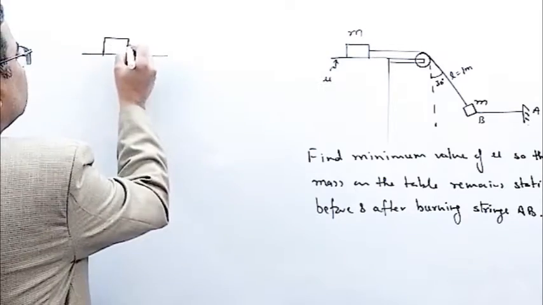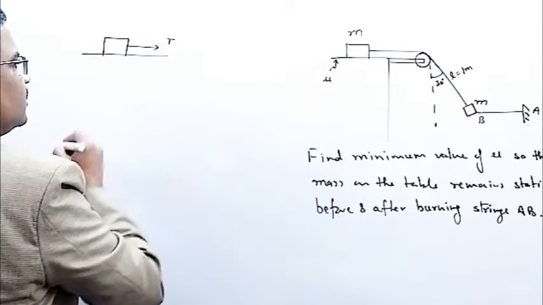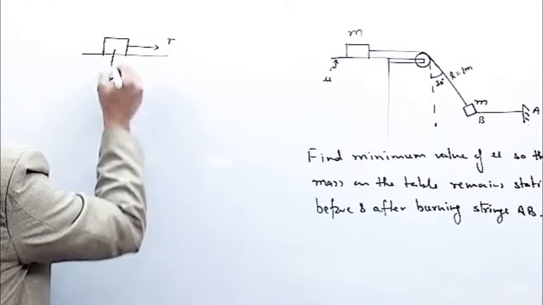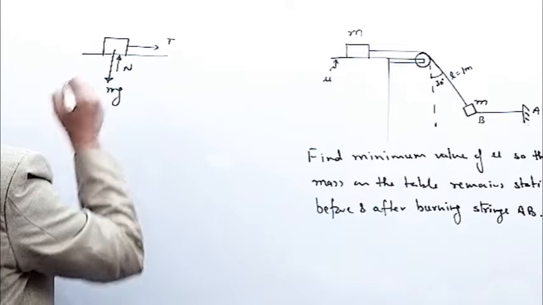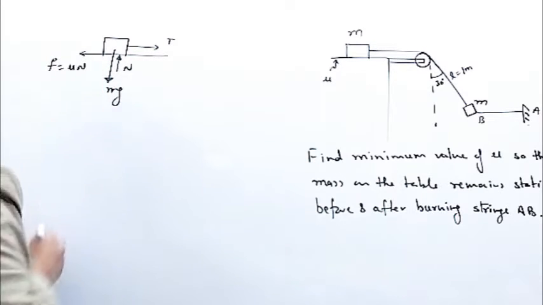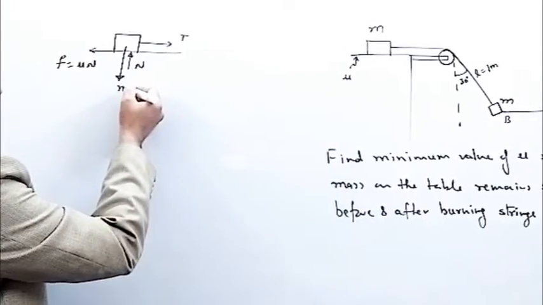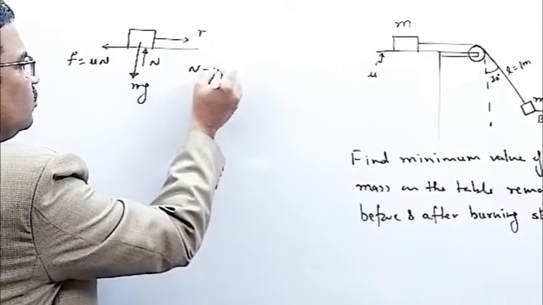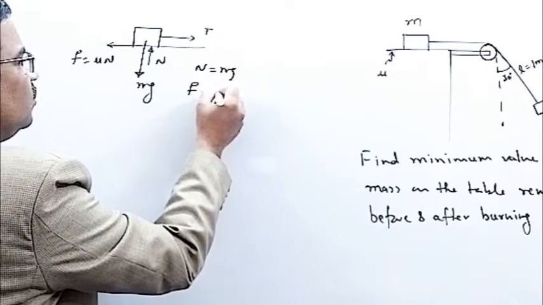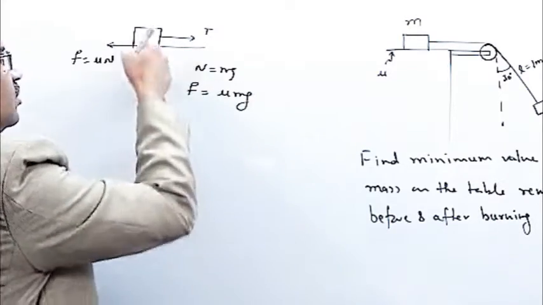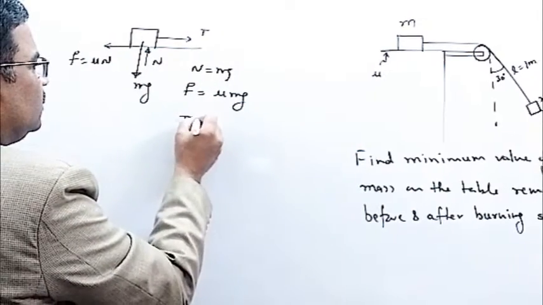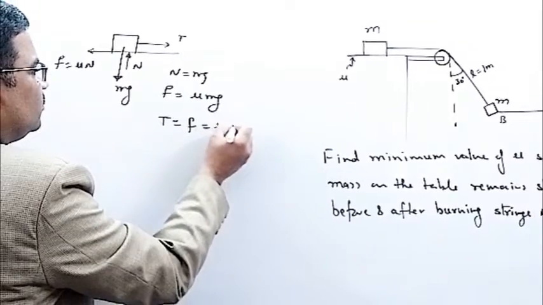horizontal surface. Now this is acted upon by a force, tension, which is of the string, and then there is another force mg. Then there is a normal reaction from the surface, and then there is another force, friction, which is basically mu into N. Now in this case N is equal to mg, so if I substitute here, then friction is equal to mu mg, and because the body is at rest, I can say that this T should be equal to the friction force. So T is equal to mu mg.